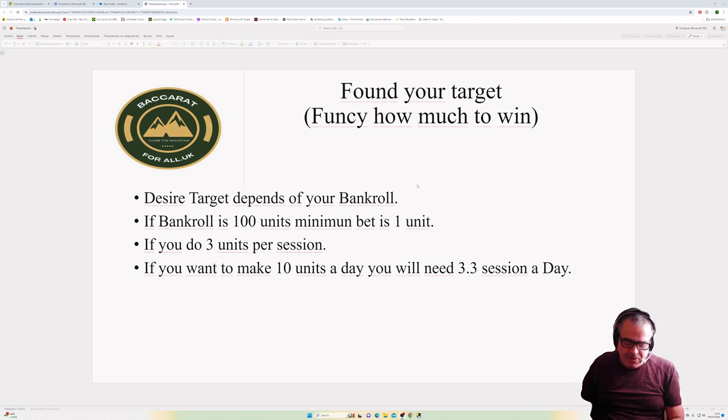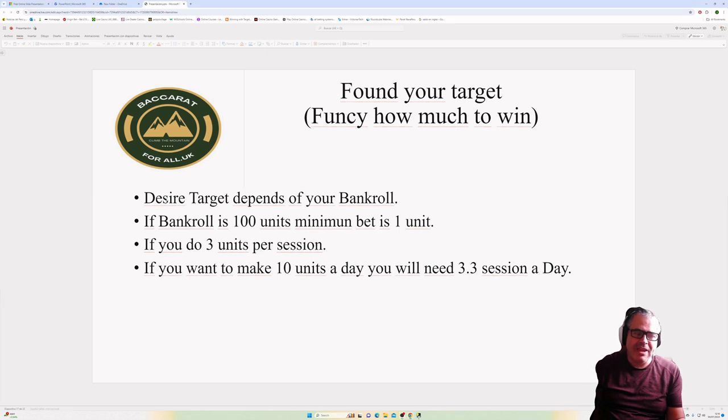When you are practicing, after you master what you are doing, I have a small tip here. If you are a beginner, new to Baccarat Predictor and money management, you need to find your target. Because you are a beginner, I suggest you don't bet too much money. Bet a little bit and make a little money, and make it often. Two, three, four sessions a day.